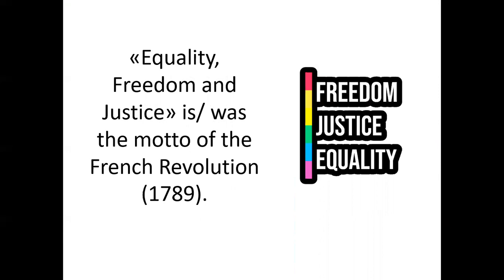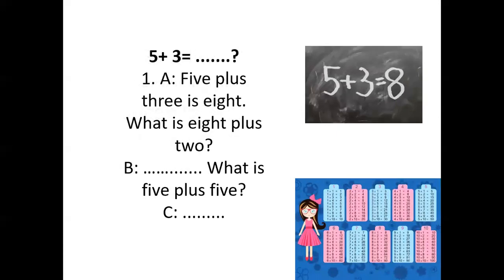For example, 12 months. Yes, plural, 12 months, but we say "is a year." We use singular because there is a total meaning. 12 months is a year. A year is 12 months. Is a motto, it says. Equality, freedom, and justice is the motto of the French Revolution in 1789.